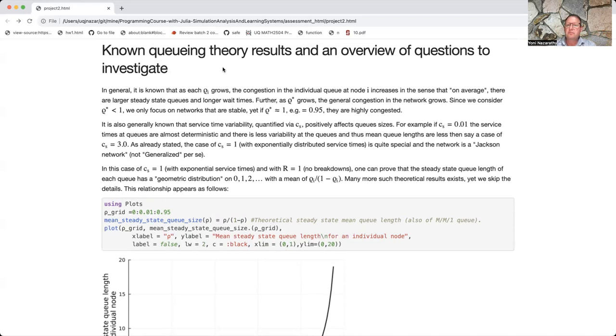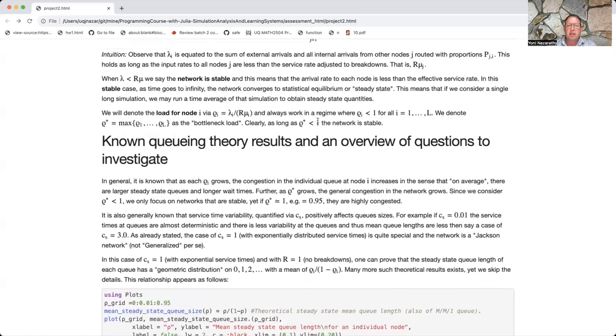In general, it's known that as the load grows, but we're still keeping it less than 1, individual queues have more congestion. Why is that? Jobs don't get time to get served. Think of when you fill up your sink with water: water is draining through the sink, but there's still some water up in the sink. That's what happens at this discrete level with queues.